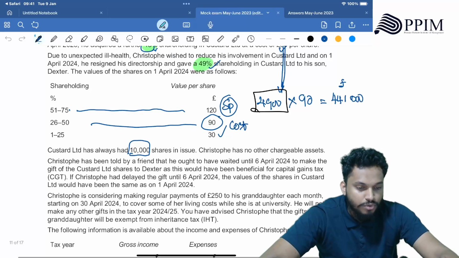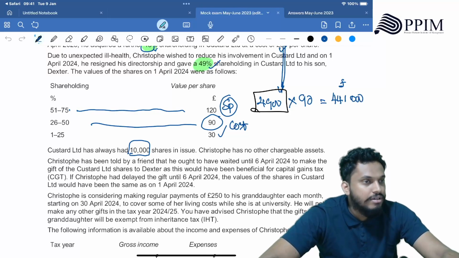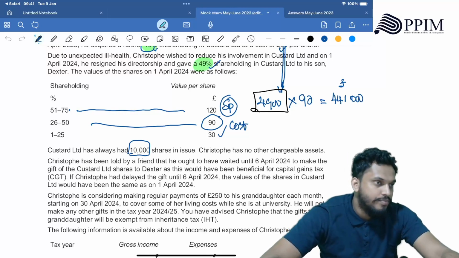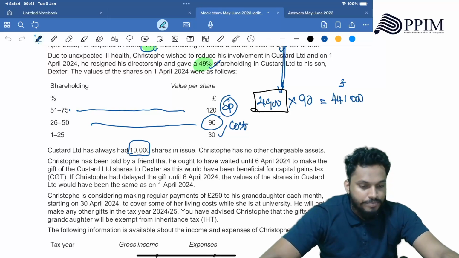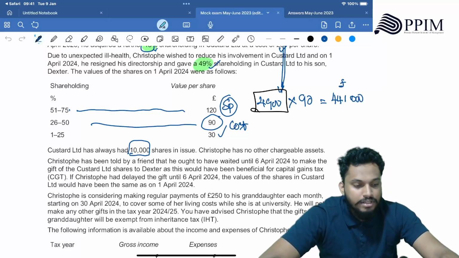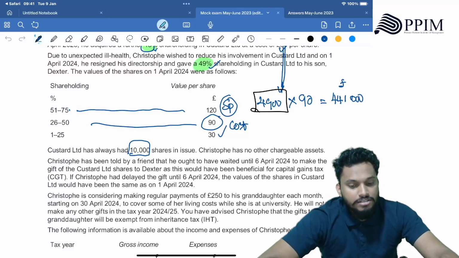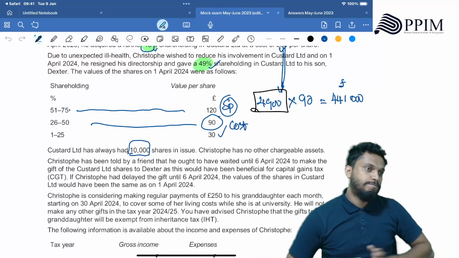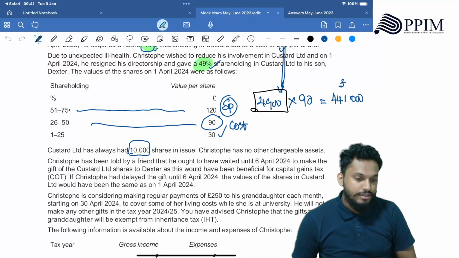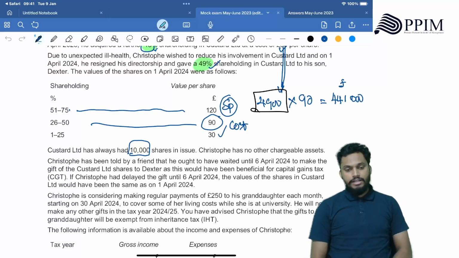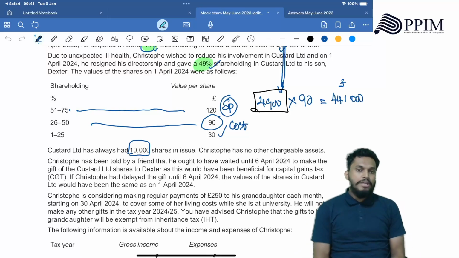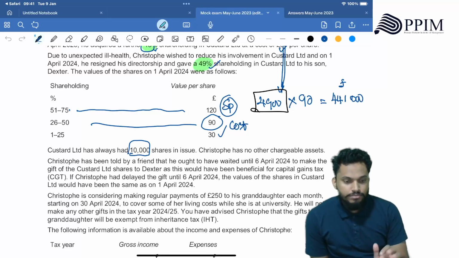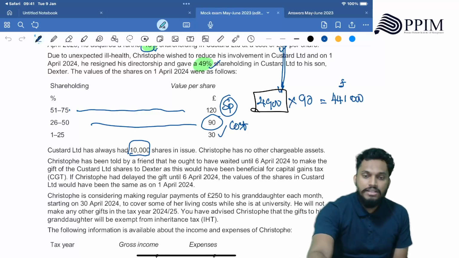So Christopher has been told by a friend that he ought to have waited until 6th of April to make a gift of Custard Limited shares to Dexter. So he's giving the shares to Dexter. They're telling that this would have been beneficial for capital gains tax if Christopher had delayed the gift until 6th of April. Got it? So he would be advantaged, but the market is not the same. So why is he getting the advantage?